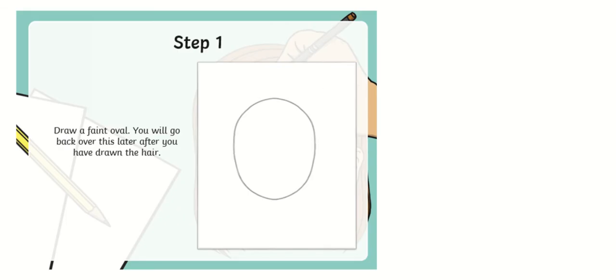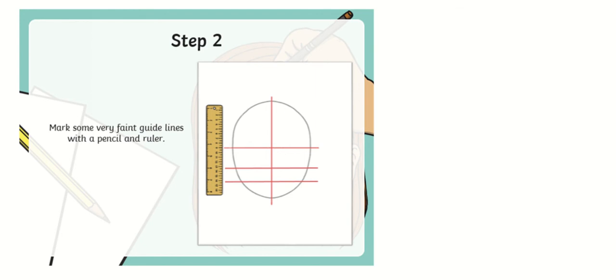Now I have done a few little steps for you, okay? So step one, don't worry, don't do it yet. You can do this at your own time. I'm just going to go through the steps with you quickly. So step one, you can draw a faint oval, but you will go back over this later after you have drawn the hair. Okay, so step two, you're going to make some very faint line guides with a pencil or a ruler, and this is where you're going to add your facial features.